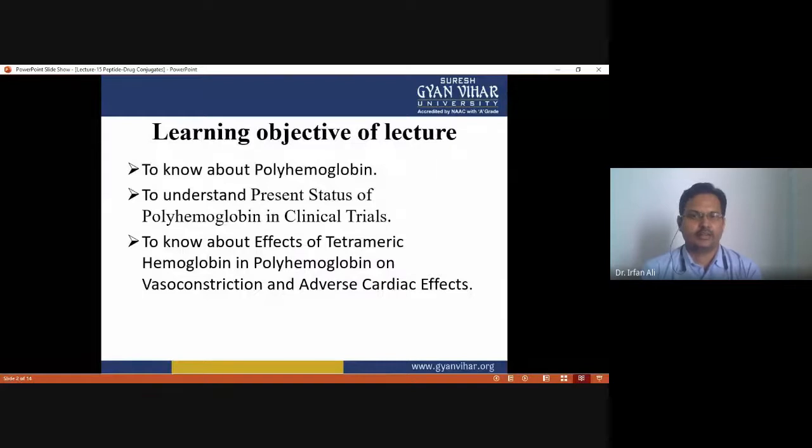These are the learning objectives of today's lecture. After completion of the discussion, students are able to understand polyhemoglobin and the present status of polyhemoglobin in clinical trials, and to know about the effect of tetrameric hemoglobin in polyhemoglobin on vasoconstriction and adverse cardiac effect.